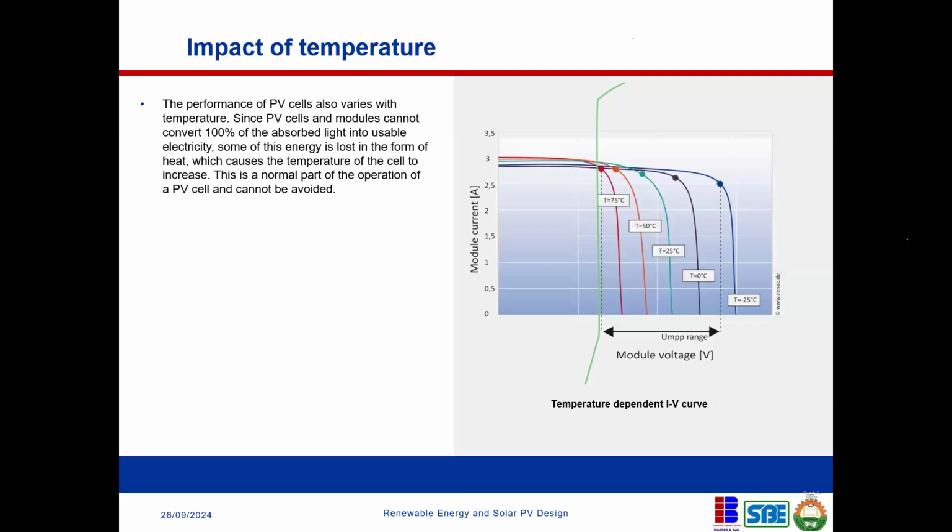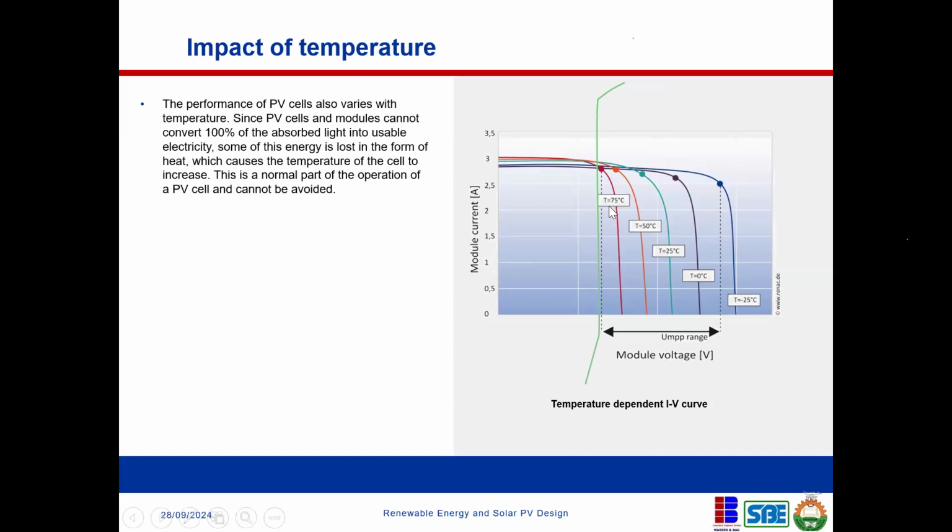And once the voltage reduces, what also happens? It affects the power. Remember that power is equal to voltage times current. So if voltage reduces, it reduces the power output from your PV module. And that's why high temperature also leads to reduction of your PV output.